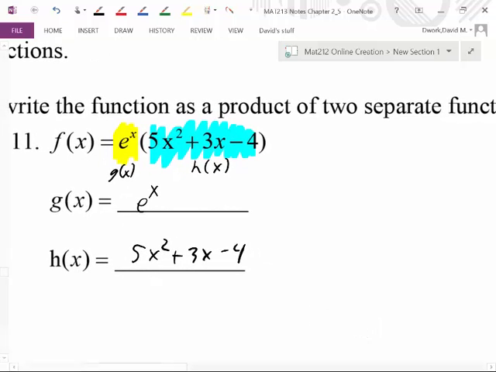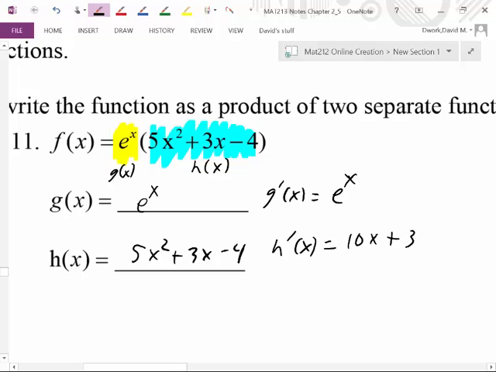Can you find the derivative of each of these? What is g prime? What is the derivative of e to the x? Well, that was the natural log of the base times e to the x, because it's an exponential function. And remember, natural log of e is 1. So therefore, we end up with just e to the x. What is the derivative of 5x squared plus 3x minus 4? Well, that's 10x plus 3.